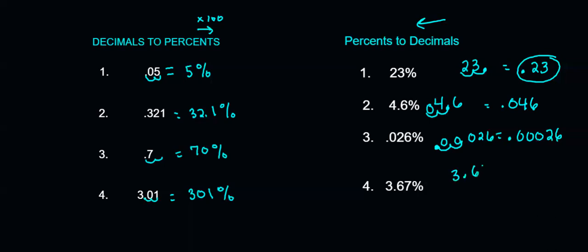And 3.67%, if I want to move that to a decimal, 1, 2 spots. So I get 0.0367. So decimal to percent, two places to the right. Percent to decimal, two places to the left. What do you think?